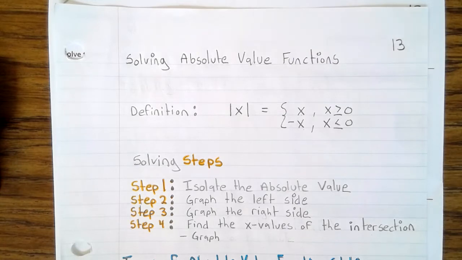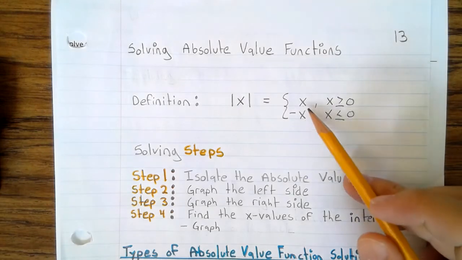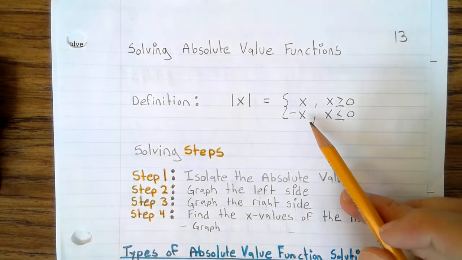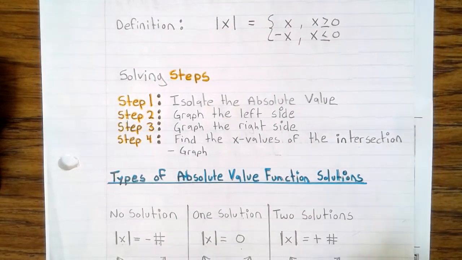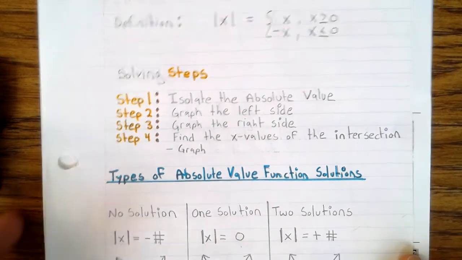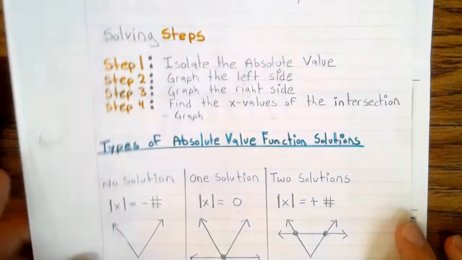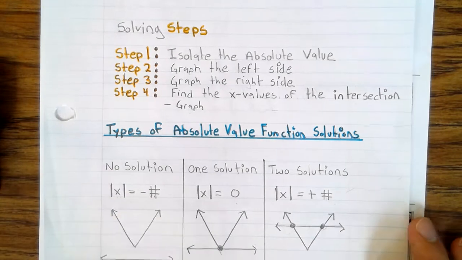All right, solving absolute value functions on page 13. Definition: absolute value of x is x when x is greater than or equal to 0, and negative x when x is less than or equal to 0. Solving steps. Step 1, isolate the absolute value. Step 2, graph the left side. Step 3, graph the right side. Step 4, find the x values of the intersection of the graphs.